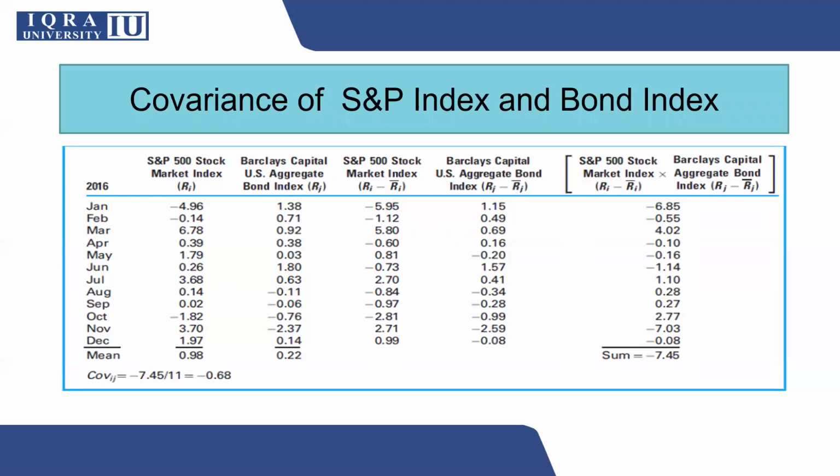The covariance is negative and shows a value of 0.68. And as I discussed earlier, this 0.68 is difficult to interpret. So we are simply taking the negative sign to conclude that the stock index and bond index move in opposite directions.